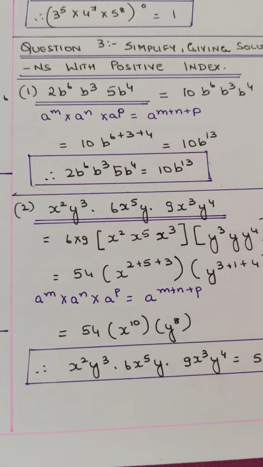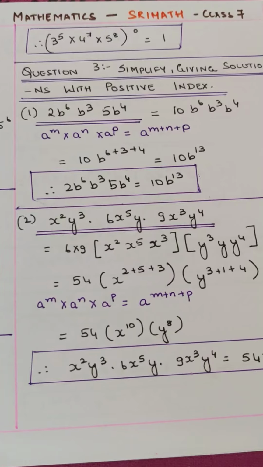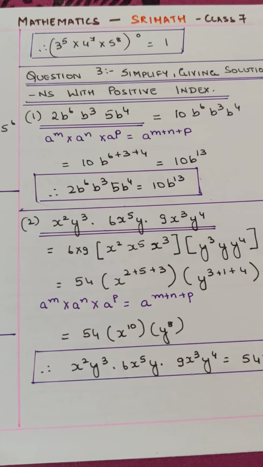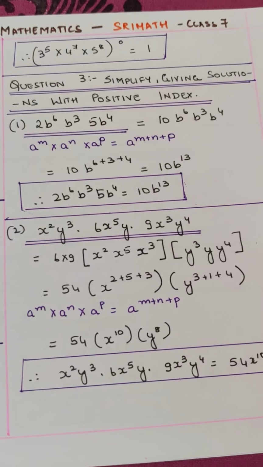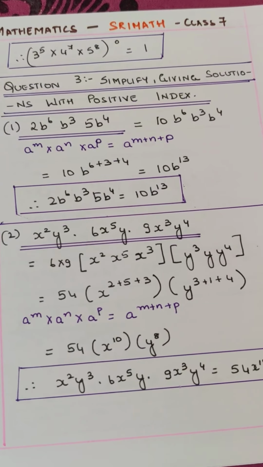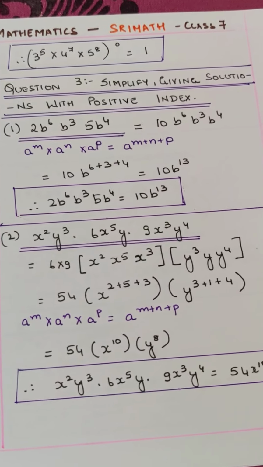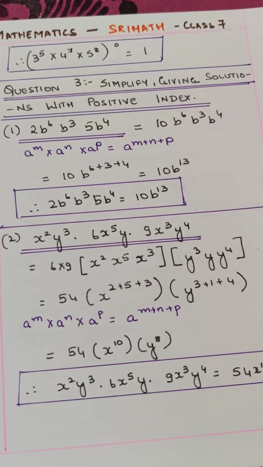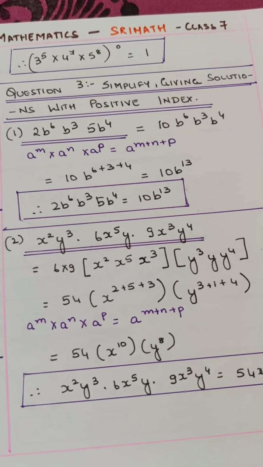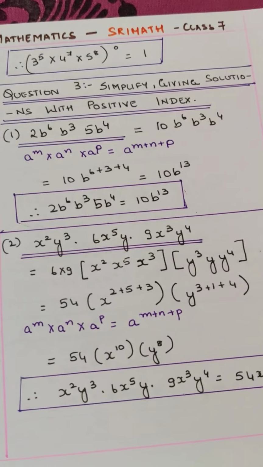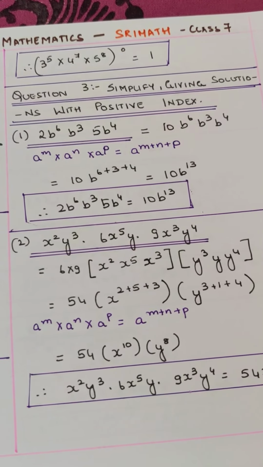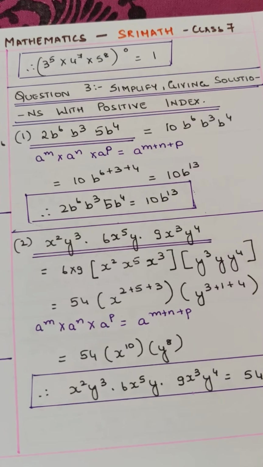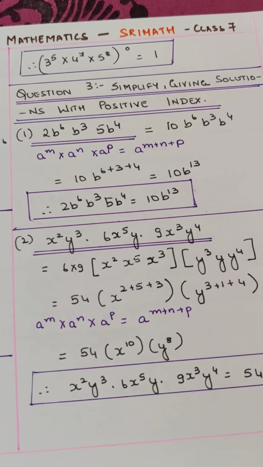Next sum. Pretty simple and easy. x square y cube into 6x to the power of 5y into 9x cube y to the power of 4. So as soon as you see the sum, you should understand you have to multiply 6 and 9 together, and here you have two bases, x and y. So what will you do? You will use the product law for the x and product law for the y.